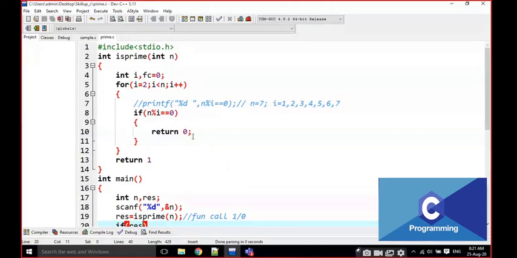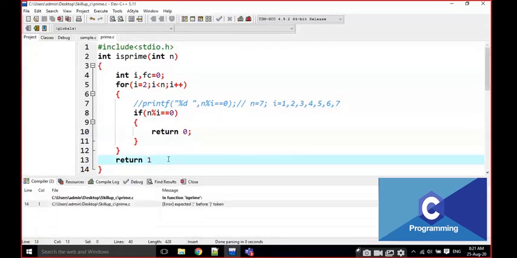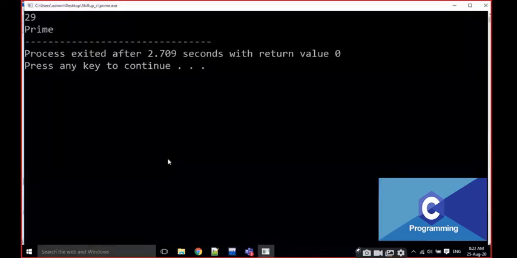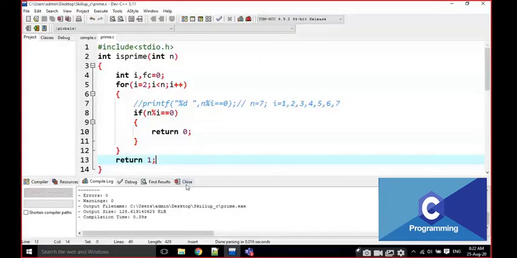I'm giving small modifications here. For example, if I check it again, I forgot the semicolon here. If I execute it again, for example, 29 is a prime number. If I give 110, it is not a prime number. Do you understand it clearly or not?